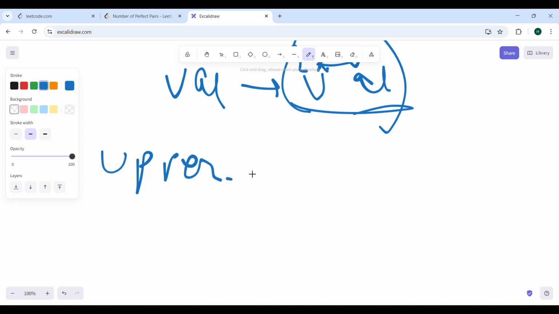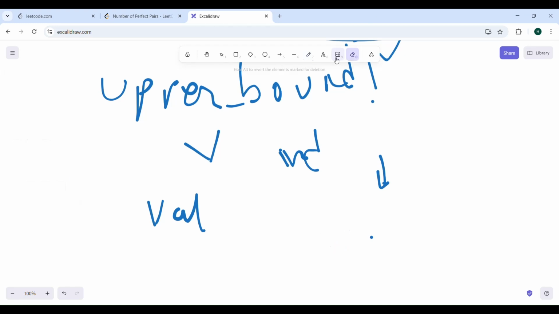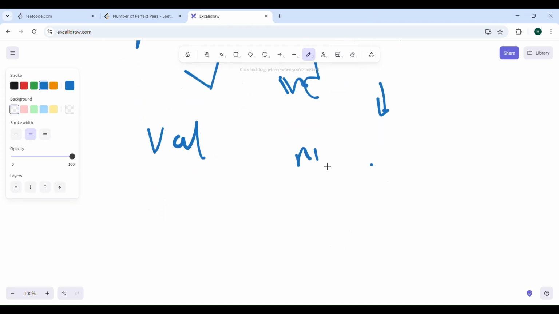So I hope you know what upper bound is. Even if you don't know, let me give you a brief intro to it. Upper bound is, let's say you have any value val, it will find you the index where nums of i is strictly greater than val, right.